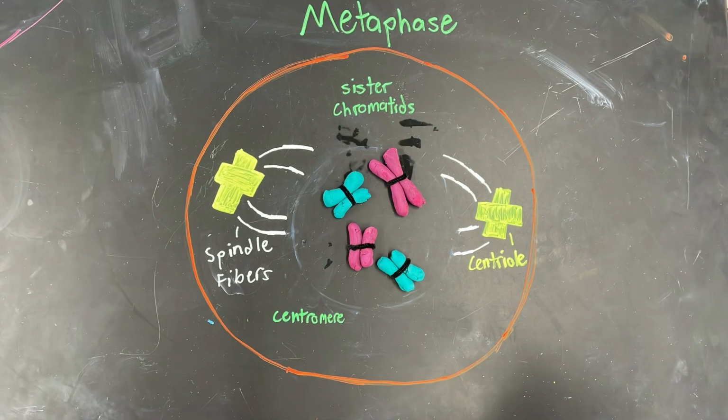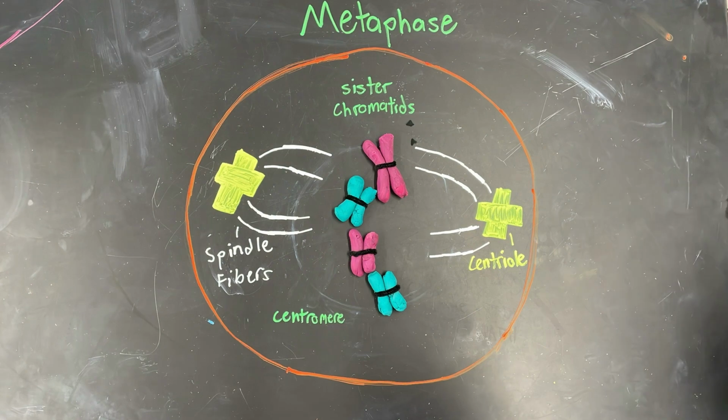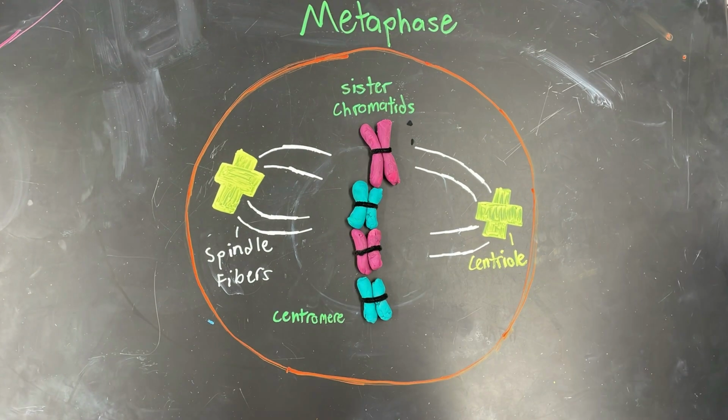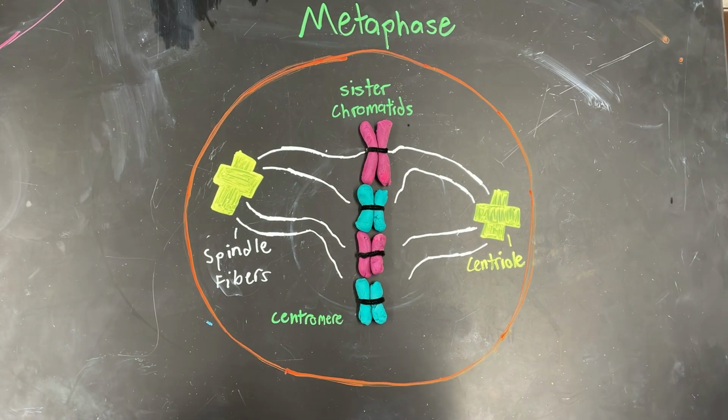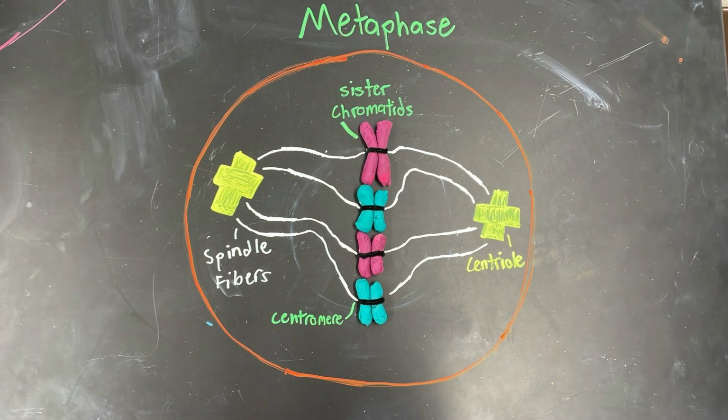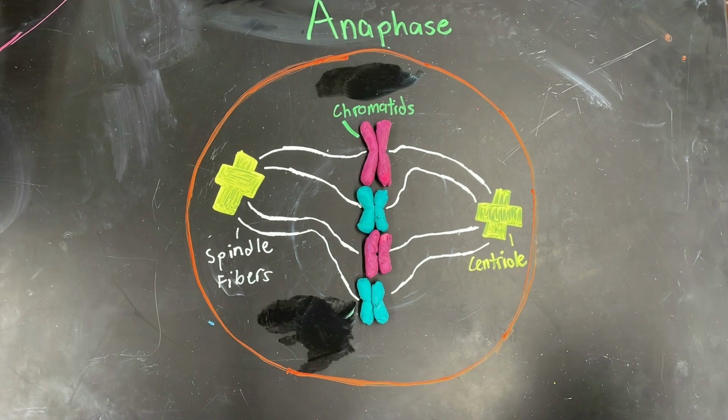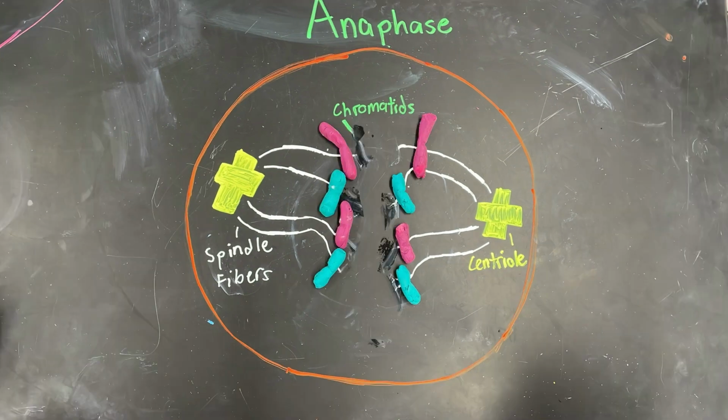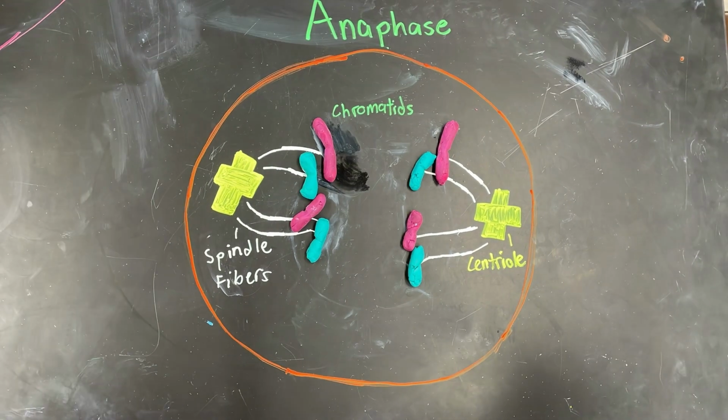During metaphase, the nuclear envelope disappears and the chromosomes line up in a straight line at the center of the cell. The spindle fibers, cast from the centrioles, attach to the chromosomes. During anaphase, the sister chromatids split at the centromere and move towards their respective poles of the cell.